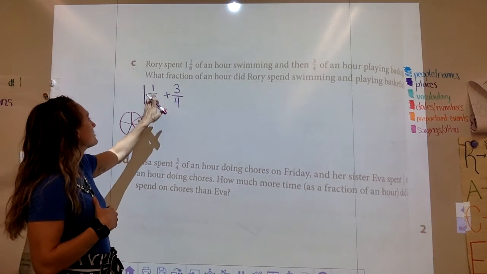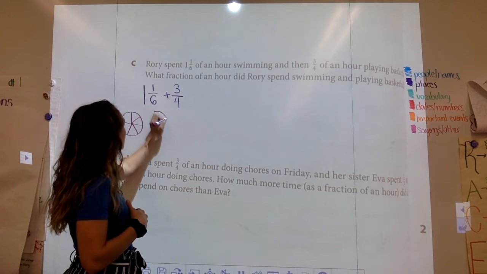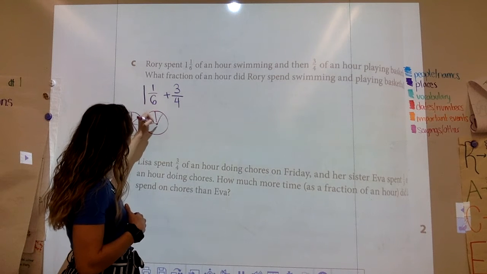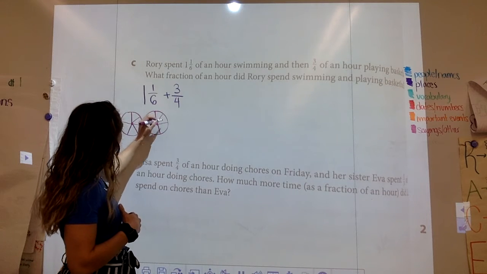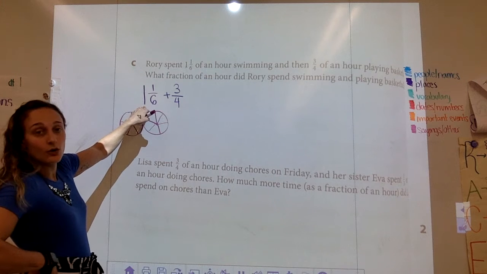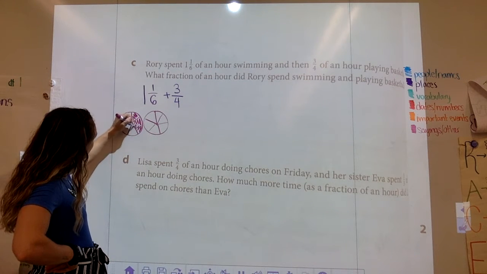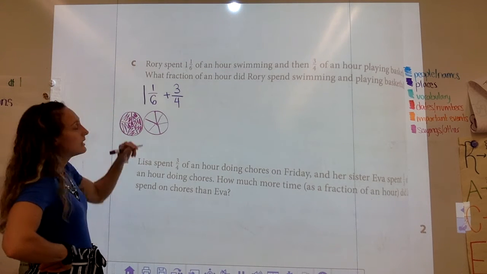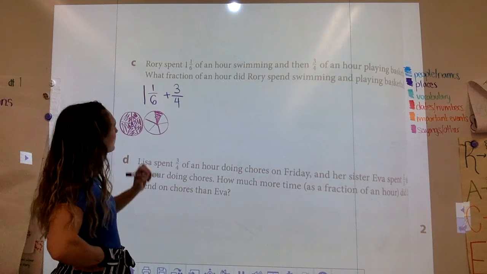Okay, but I also see I have 1 more 6th. So I'm going to need to draw another one just so I can color in that 1/6: 1, 2, 3, 4, 5, 6. When I'm coloring in this one whole, that means I need to color in all of the sections in one whole. And then for my 1/6, I need to color in one more of those.